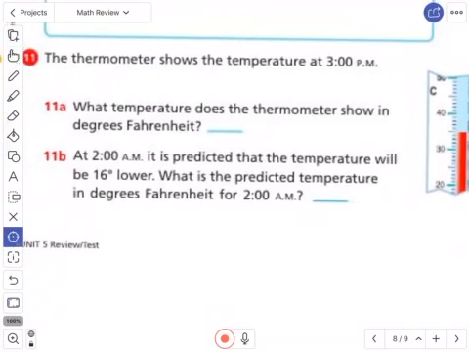So that's part 1. What's the temperature? Then at 2 o'clock a.m., it is predicted that the temperature will be 16 degrees lower. Ooh. What is the predicted temperature in degrees Fahrenheit for 2 a.m.? So at 3 o'clock in the afternoon, that's that temperature. But then during the middle of the night at 2 o'clock a.m., the temperature will be 16 degrees lower. So you have to figure out, do you have to plus or minus to get that? Okay, come back and check your thinking. Keep it up, everybody.